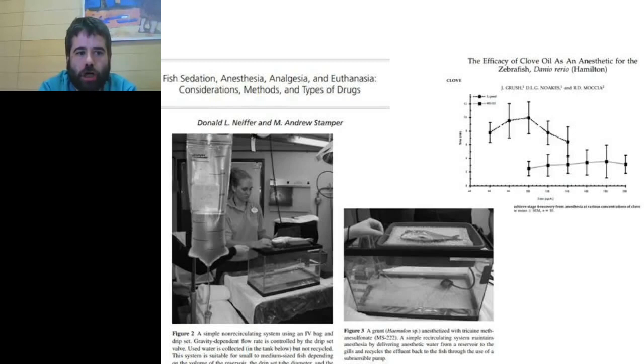In another way, just going on with the analgesia, we assume in fish that if we give them anesthesia, they are going to have analgesia. In other kinds of animals, this is forbidden, but in fish, we have almost no choice.